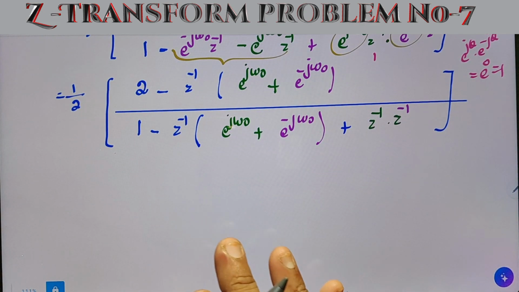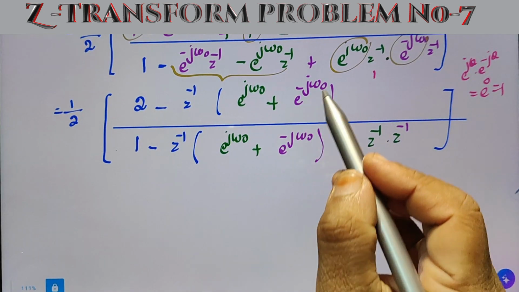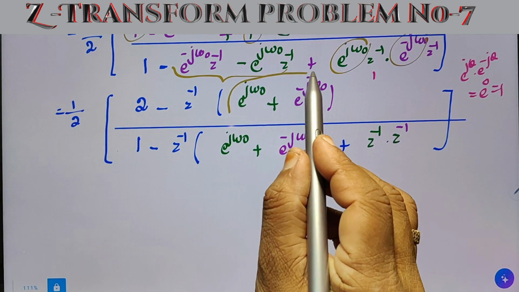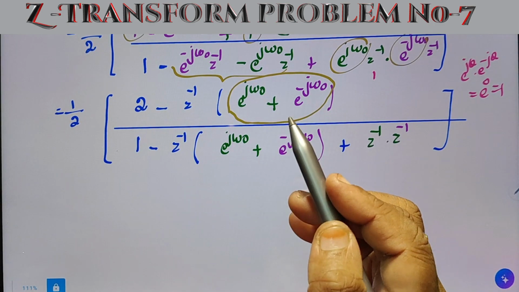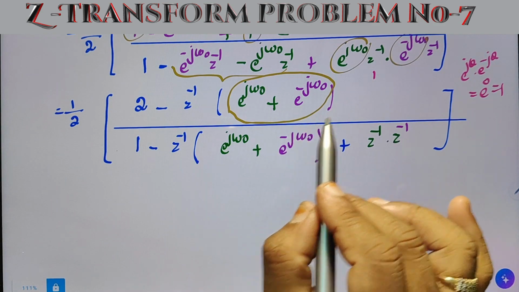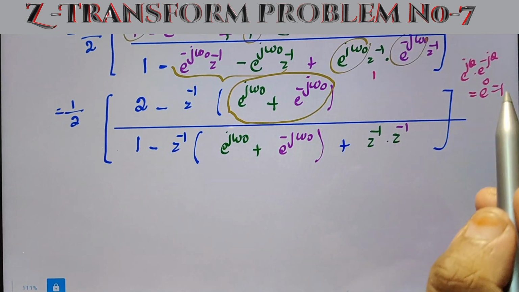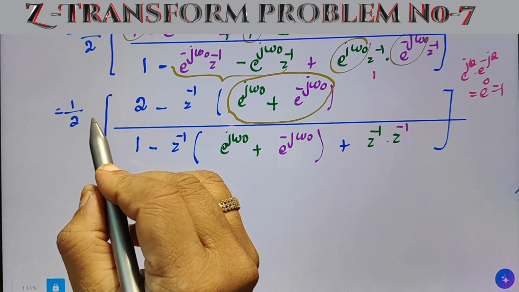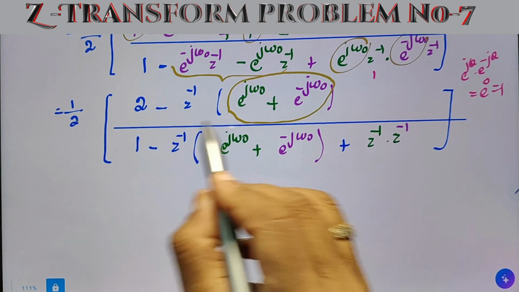For the next term, see here: e power j theta and e power minus j theta. You have to convert this term into a cos term. Here, divided by 2, the number 2 is missing, so you have to multiply; divide this 2 into the numerator.